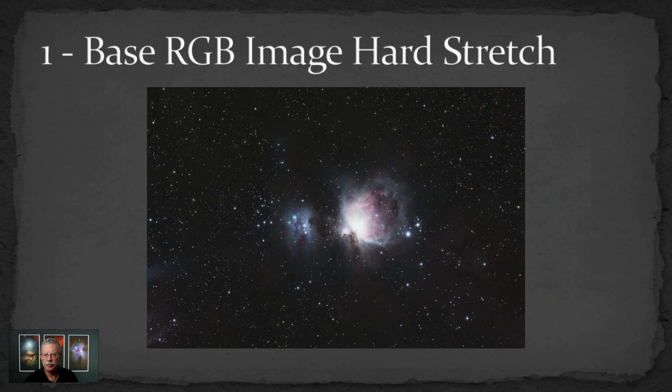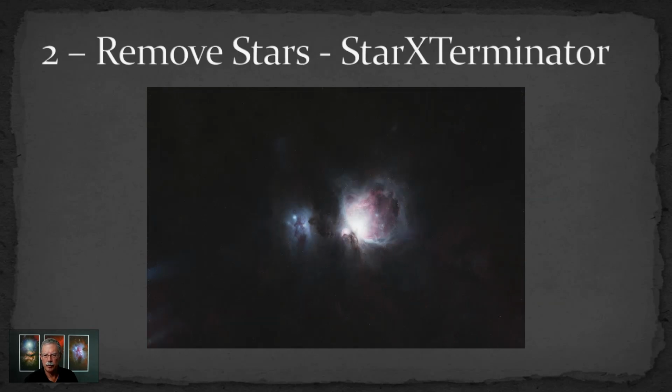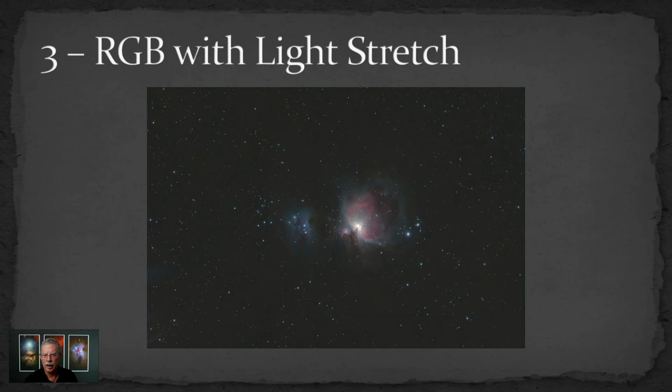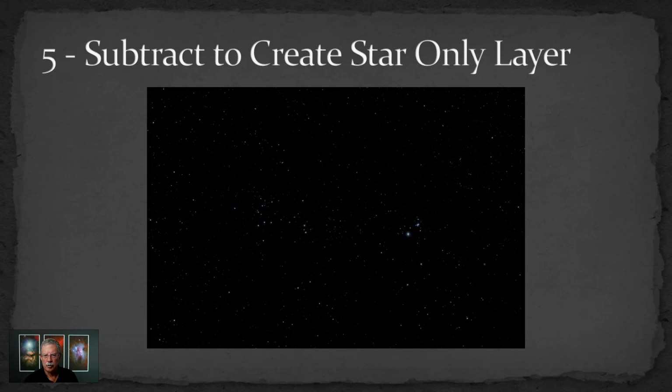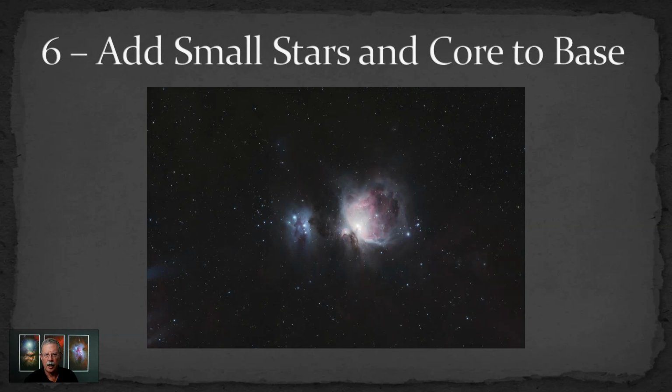So in the first video we started with a base image and a hard stretch. We removed the stars, and then we did a light stretch with that same data to get star color and detail in the core. Removed the stars from that, subtracted the stars to create a star only layer, and then added the small stars and some of the detail from the core to the base.